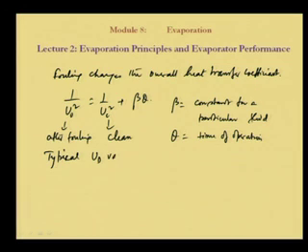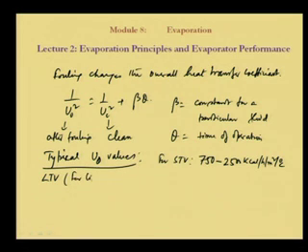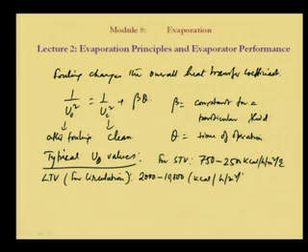And typical U O values for STV, short tube vertical evaporator, are 750 to 2500. The unit is kilocalorie per hour per meter square per degree centigrade. For LTV, long tube vertical, and forced circulation, these values are roughly 2000 to 10,000. The unit is the same, kilocalorie per hour per meter square per degree centigrade.